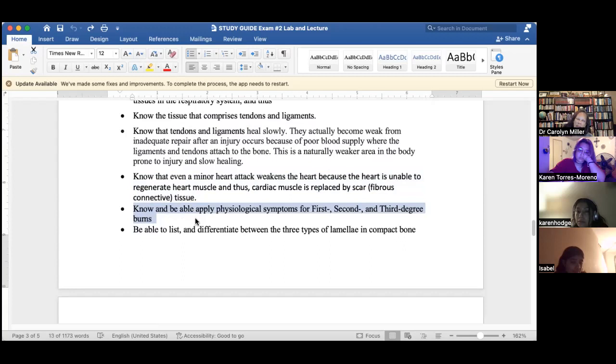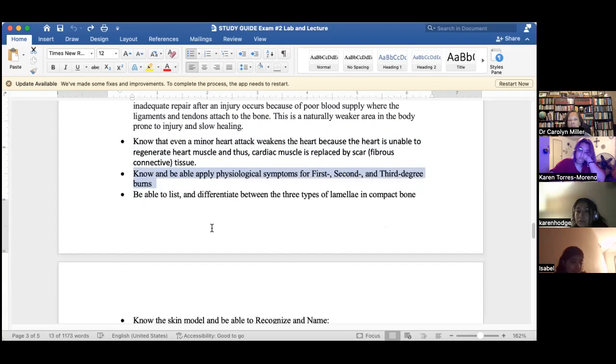So this is the lab. We already talked about this in the lab, first, second, and third degree, and you do skin grafts on third degree. Oh, but the physiological symptoms. First degree is red, second degree blisters, and for third degree, we really have tissue necrosis, tissue dies, and sometimes turns black.